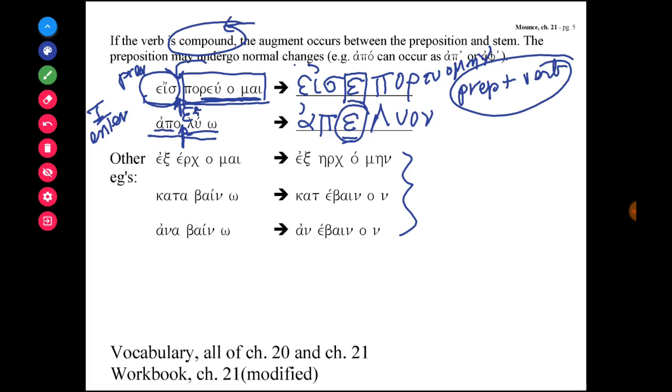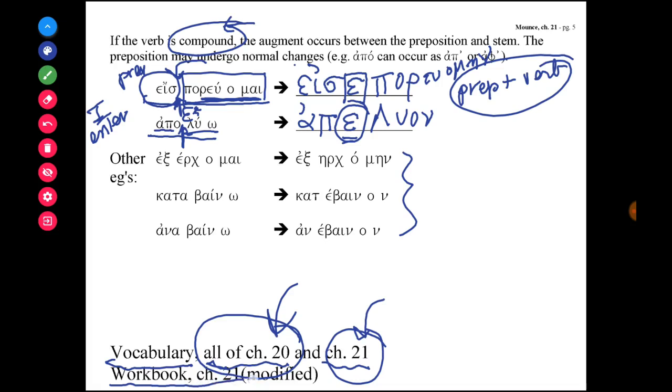A friendly reminder that for the vocabulary, even though we skipped the grammar lesson of chapter 20, you are responsible for all the verbs, all the vocabulary in chapter 20. So please memorize chapter 20 vocabulary for this module and chapter 21 vocabulary, which covers the imperfect indicative. And then for your homework, it's only chapter 21, but it's the modified version. So make sure you use the modified homework. And we have one more verb paradigm to show you.